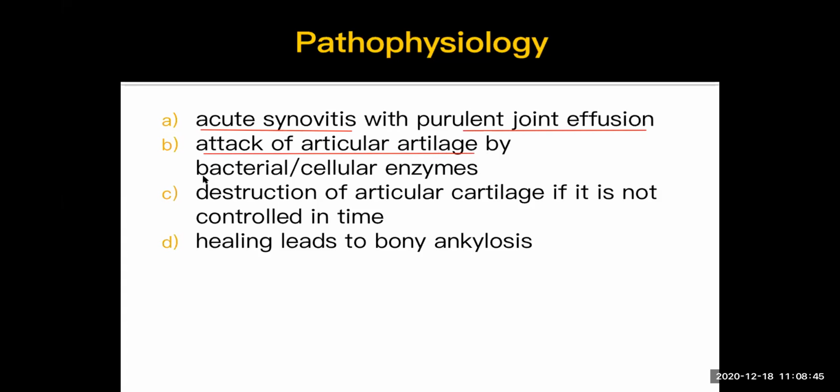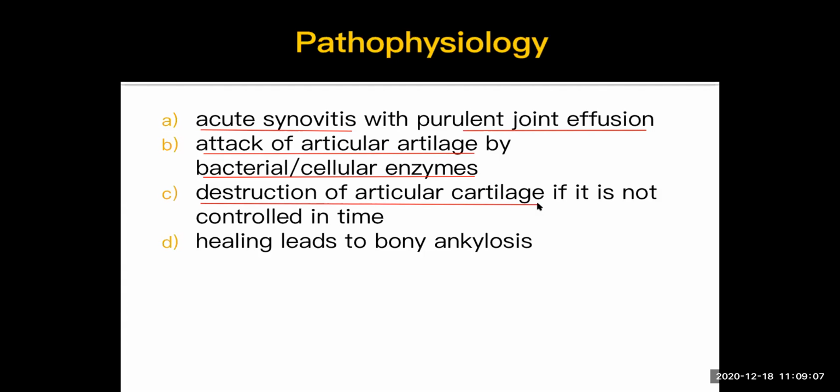These bacteria have certain enzymes. During the inflammation also, the inflammatory cells will produce certain enzymes. These are called proteolytic enzymes. They may damage that cartilage. If the infection is not controlled, destruction of the articular cartilage occurs.